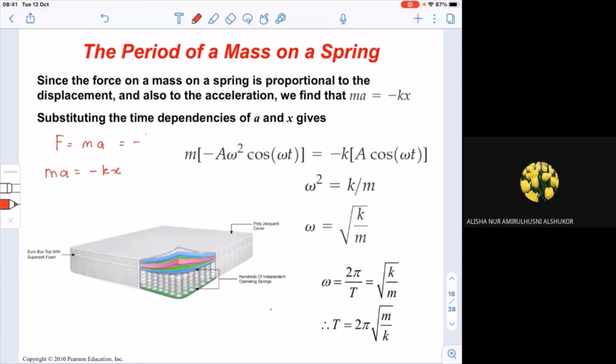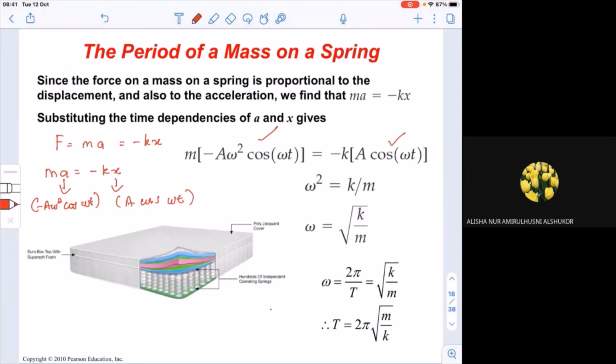So you can put it here: ma equals negative kx, where m is the mass and k is the spring constant. And this acceleration can create harmonic motion. Remember x is A cos omega t, while a is negative A omega squared cos omega t. So right now we have x as A cos omega t and a as negative A omega squared cos omega t.